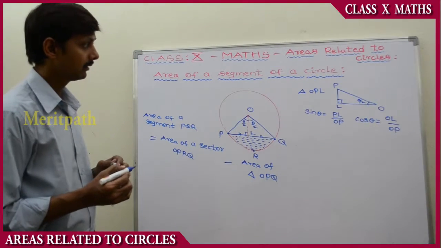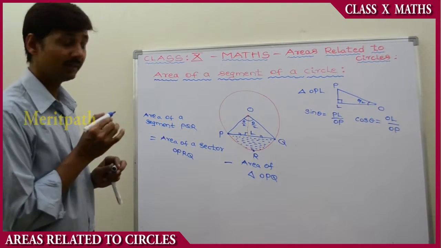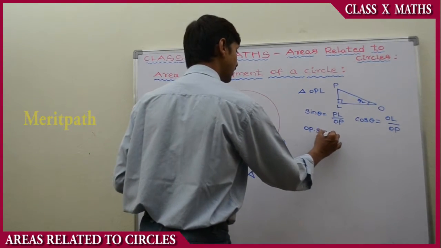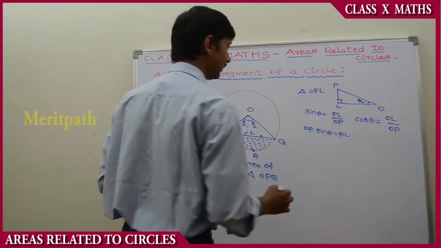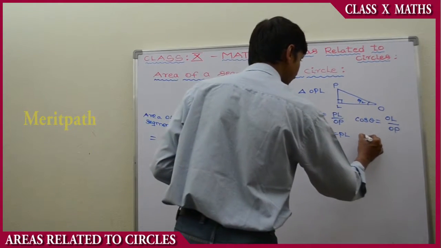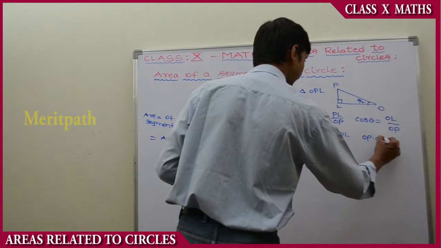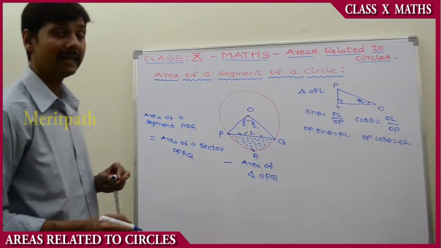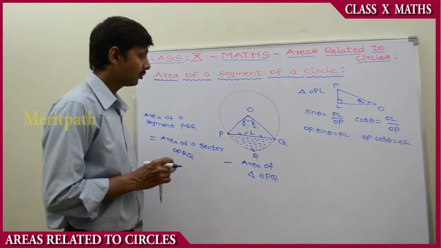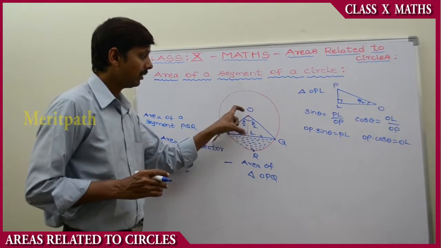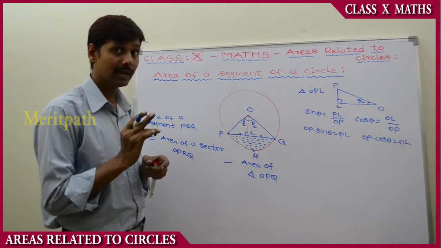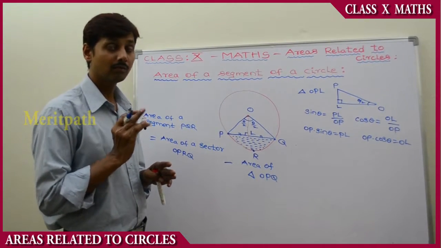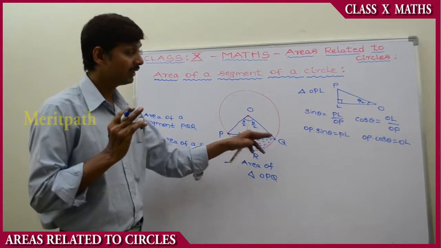So here, let's take OP to the left-hand side. So OP into sin theta is equal to PL. The other one: OP into cos theta is equal to OL. PL and OL we got here. PL and OL are the height of the triangle, and PL is one part of the base. So we need to get one more part.